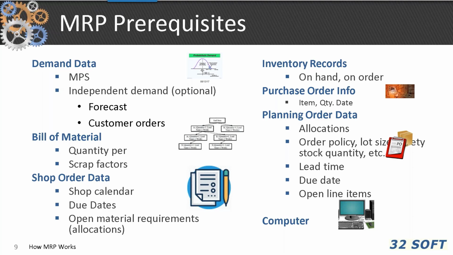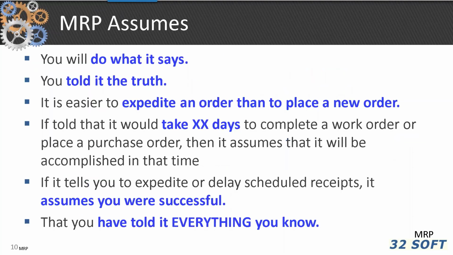Remember, MRP is just a stupid computer process that only does what you tell it. So some of the assumptions that MRP makes: first of all, it assumes you will do what it says. If it tells you to do something, like release a work order, it assumes you're going to do that. It assumes you told it the truth. Don't lie to the computer.